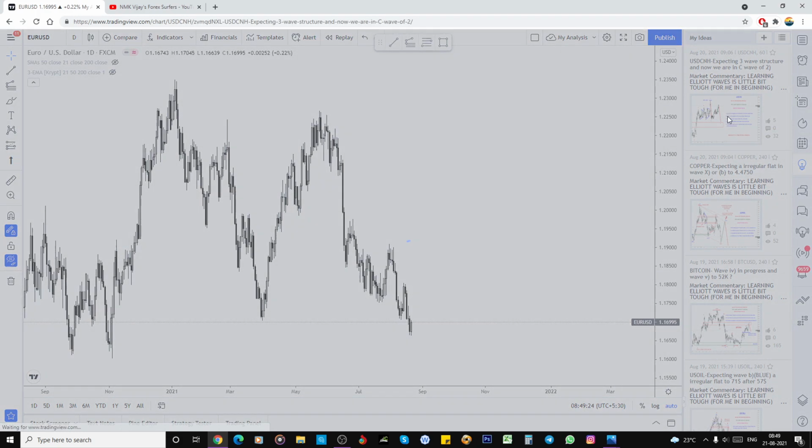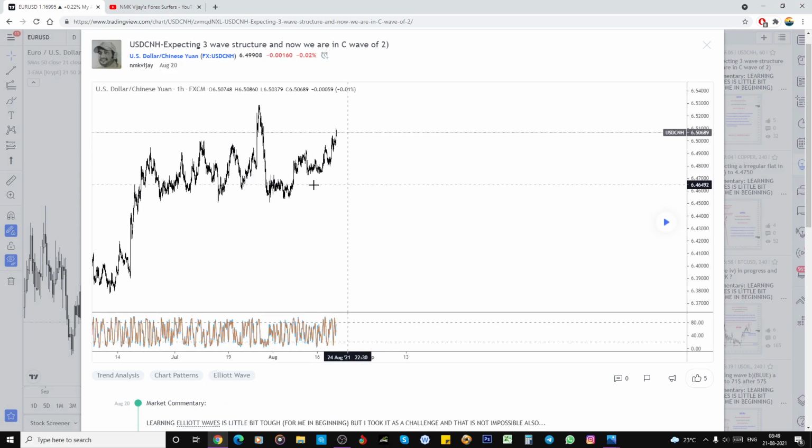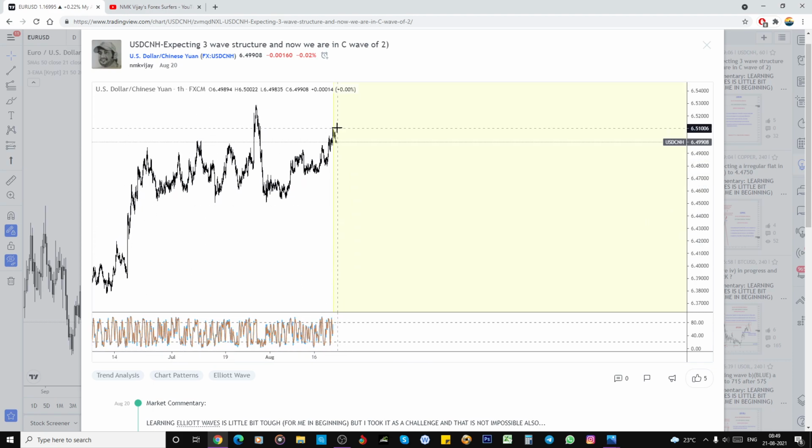See, for example, this USD/CNH chart. Okay, I'm just keeping on watching, and I'm not going to trade this one. I'm just explaining that from here I expected the previous move.